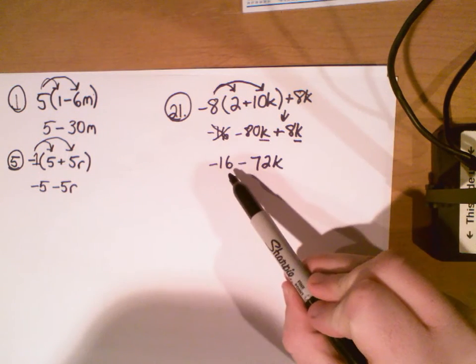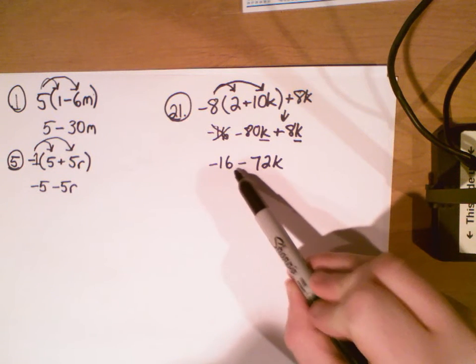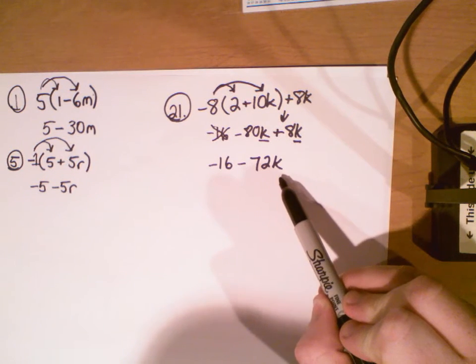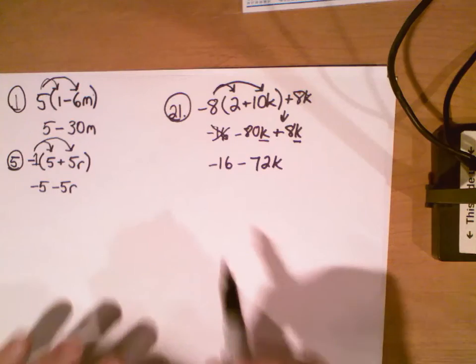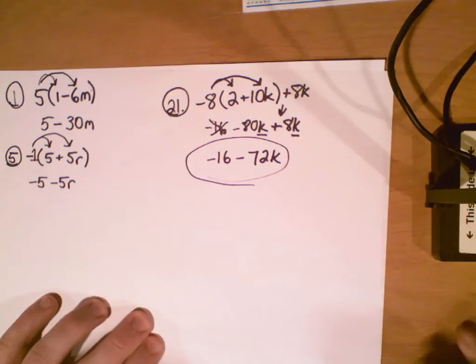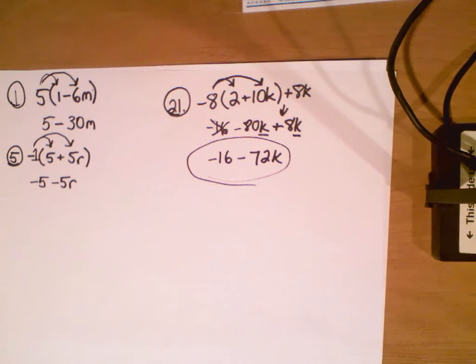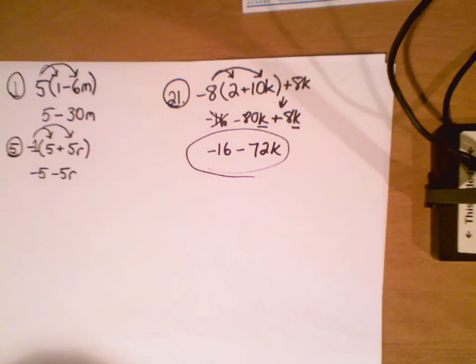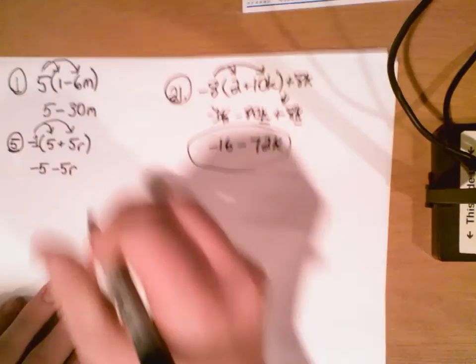Why? Because 16 doesn't have a k. Therefore, I can't combine it, and your final answer remains just like this. That is distributive property in a nutshell. I'll do one more for you just to show you the different formats. For example, number 25.